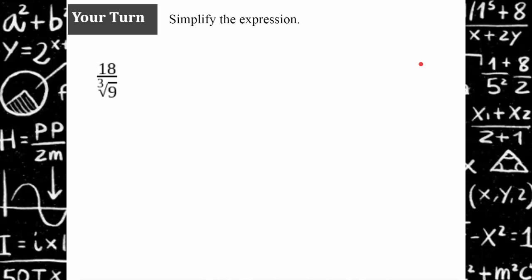Your turn. Try simplifying the expression. Hit pause and come back and hit play when you're ready to check your work. Welcome back.